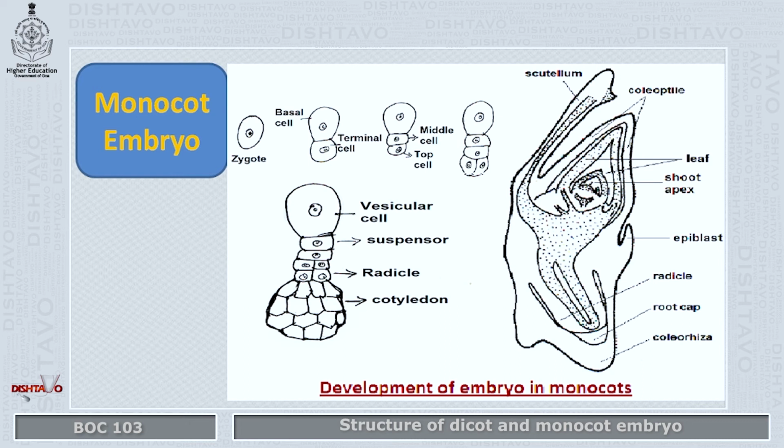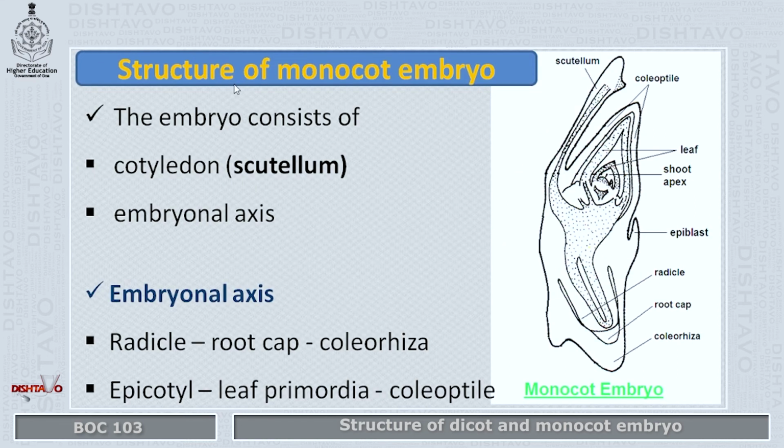Now, the structure of a mature monocot embryo. Let us see the structure of the mature monocot embryo. The embryo consists of two parts, a single cotyledon and the embryonal axis. In the case of the grass family, this single cotyledon is referred to as the scutellum, and it is present on the lateral side. It is a very thin, papery type of structure.